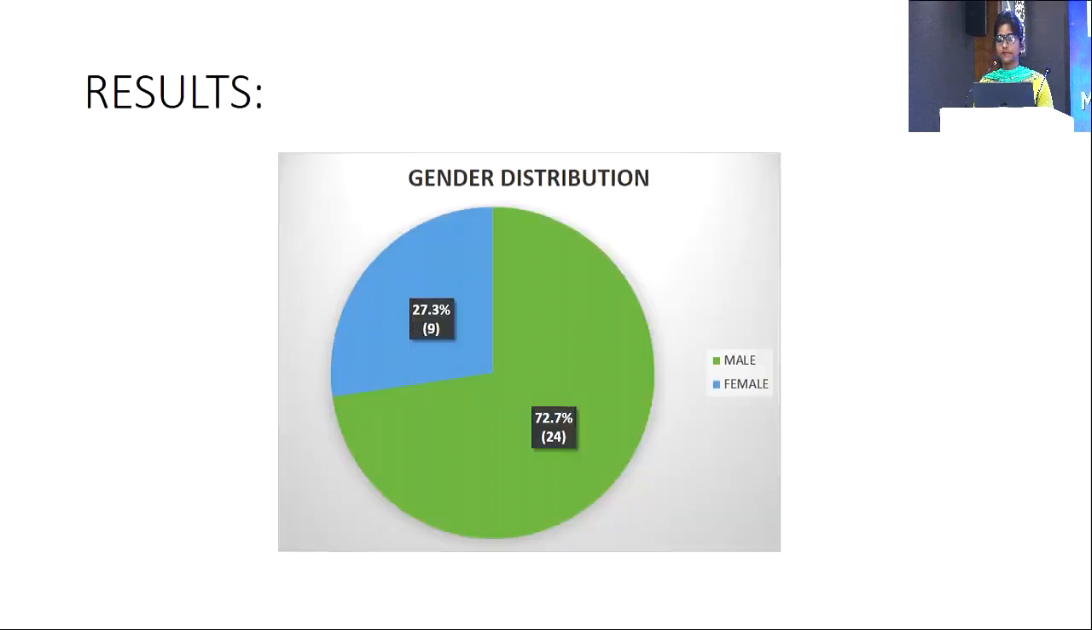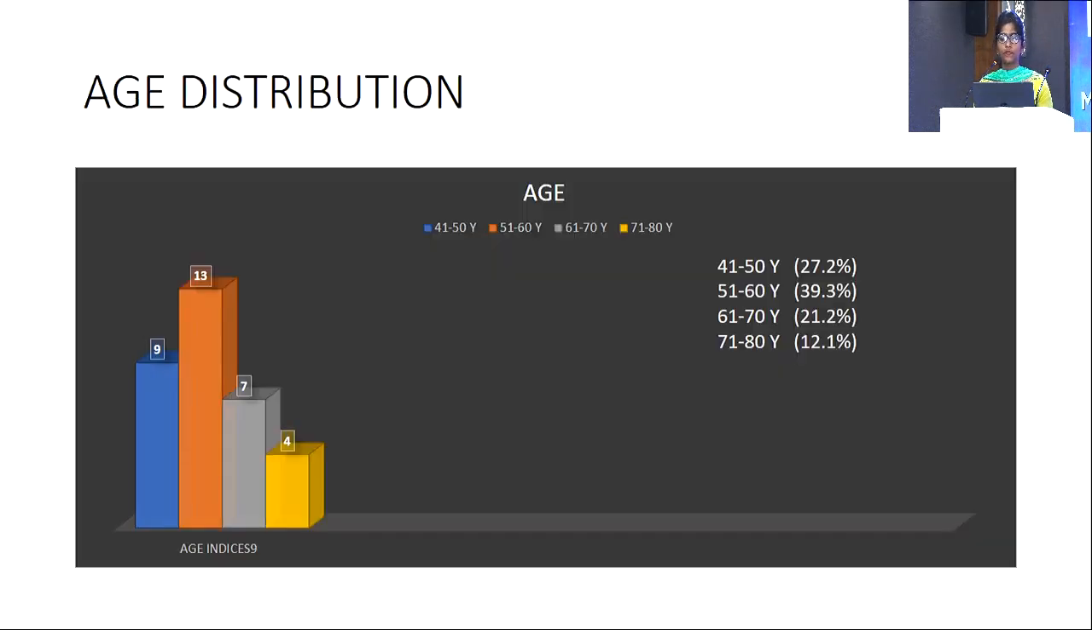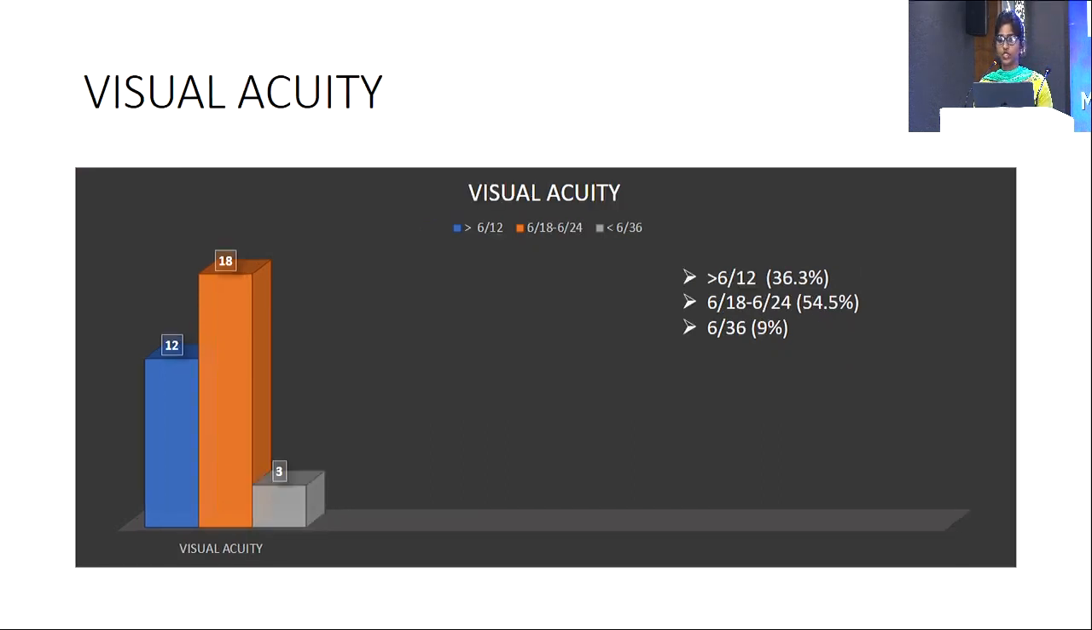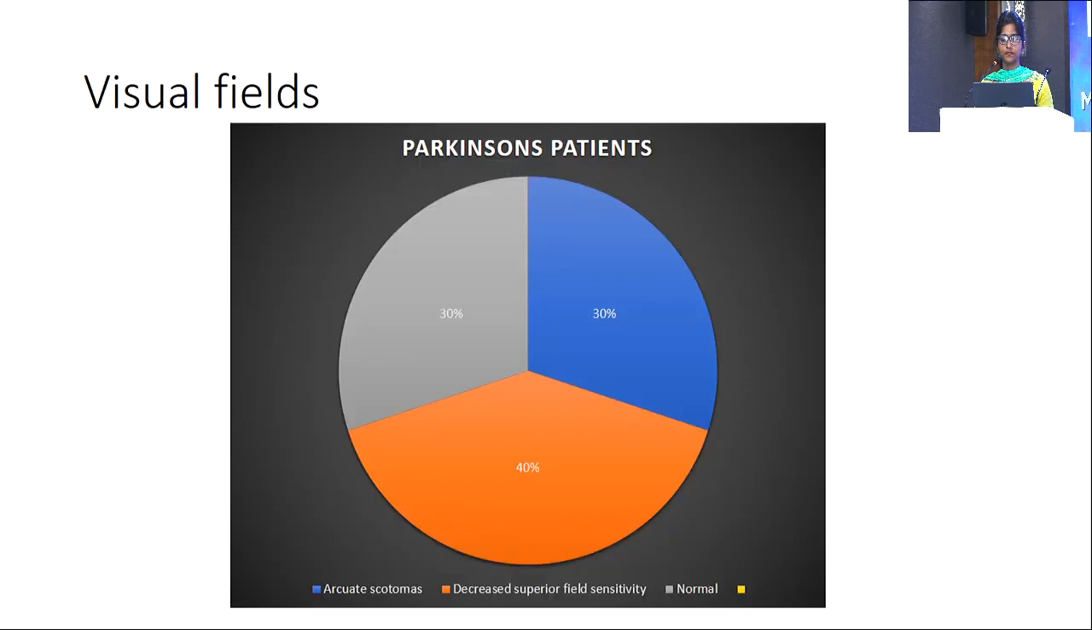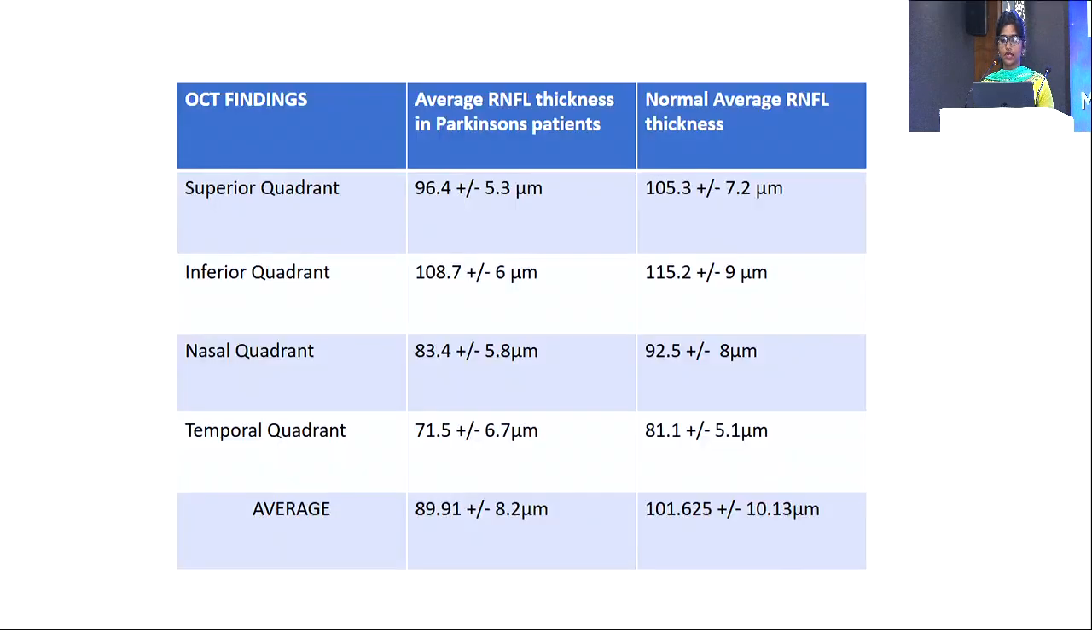Coming to results, most of the Parkinson patients are male, almost 72%. Age distribution: most of them come under 51 to 60 years, that is 39.3%, followed by 41 to 50, 61 to 70 and 71 to 80. Coming to visual acuity, all are between 6/6 and 6/36, most of them between 6/18 and 6/24. Color vision is abnormal in almost 25% of them. Coming to visual fields, most of them are unreliable, and among the reliable ones, 30% have arcuate scotomas and 30% have decreased superior field sensitivity.